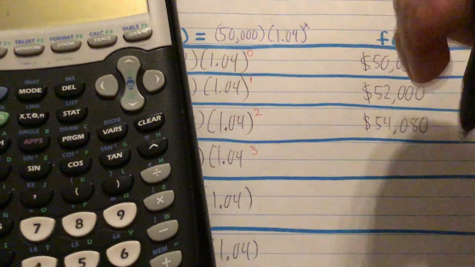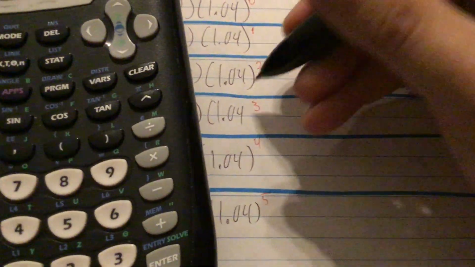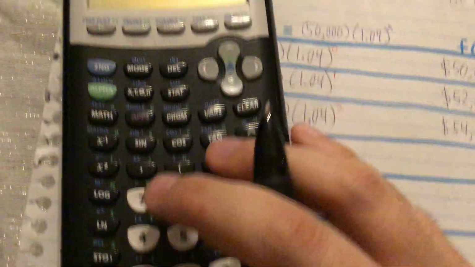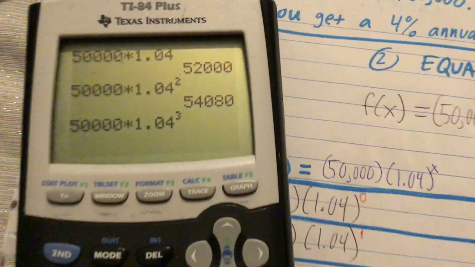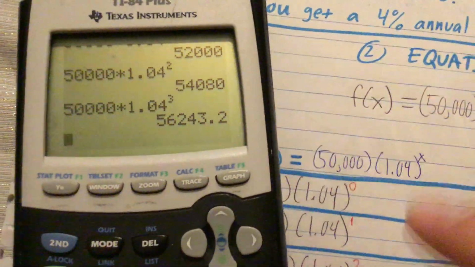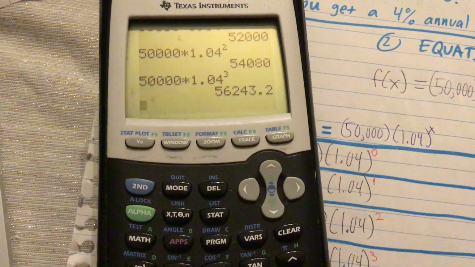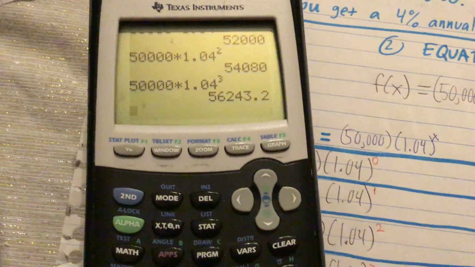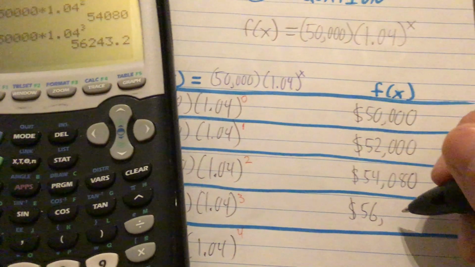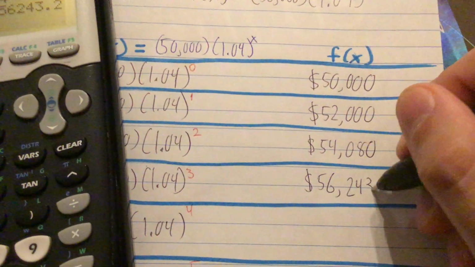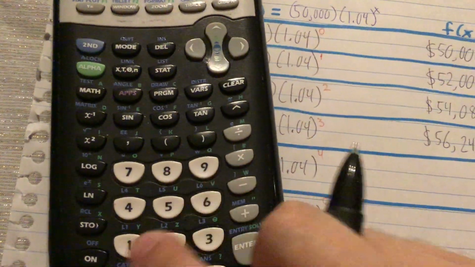Okay. Let's see if we work there for 3 years, 4 years, 5 years. So 50,000 times 1.04 to the third power. Yes, it is true. You will get cents sometimes for your salary because it has to reflect the contract. You have a 4% annual interest. So $56,243.20. Well, let's make that grow by another 1.04.